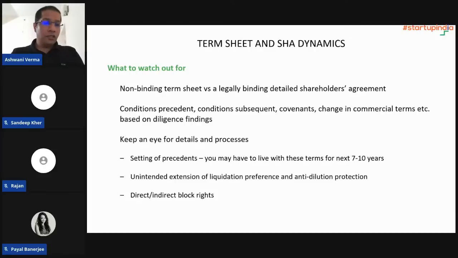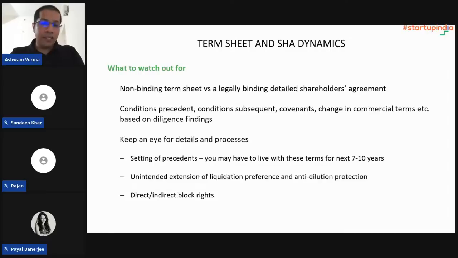Then the key aspects which one should keep in mind while reviewing or going through an SHA: the first and foremost rule is setting of precedence, because in most of the cases, at least what we have seen, the seed or the Series A document survives in some form or the other till the exit of the investors, and this may range anywhere from 7 to 10 years in some cases. So one should be very careful what they are agreeing to, and if there are any wrong precedents being set, then it becomes difficult to renegotiate those at a later stage.